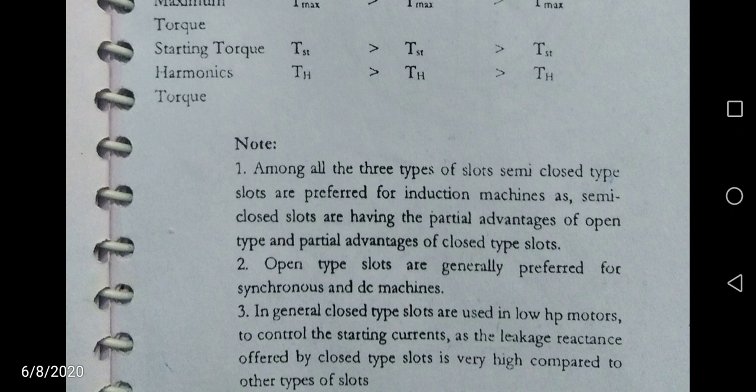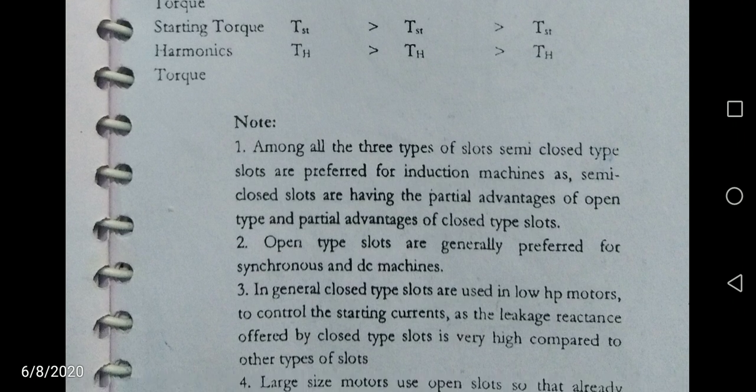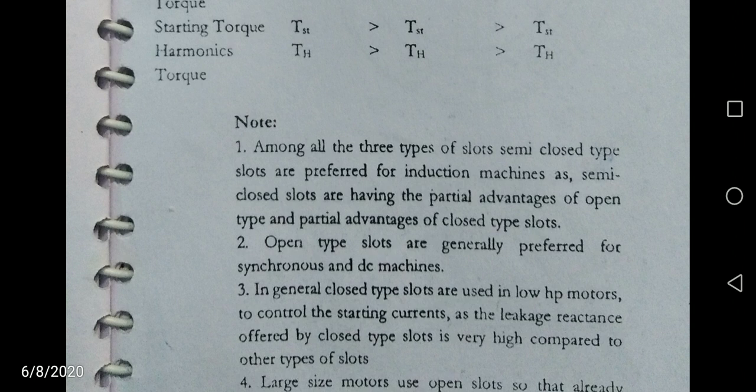Open type slots are generally preferred for synchronous and DC machines because open slots give higher starting torque, and they are for high rating machines. In general, closed type slots are used in low HP small rating machines to control the starting currents, as the leakage reactance offered by the closed type slots is very high compared to other types of slots. The leakage reactance is very high for the closed slots.